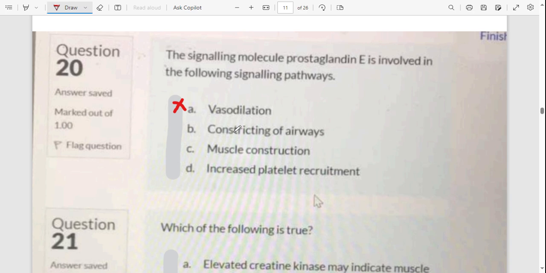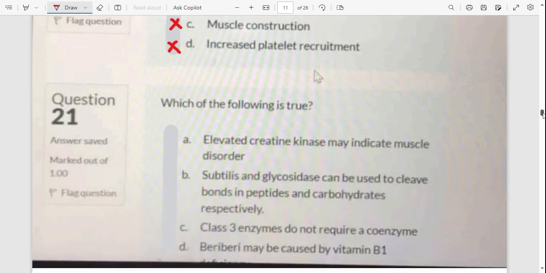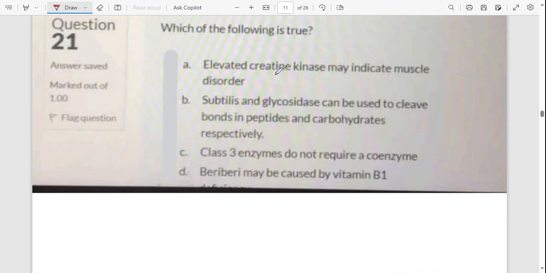Constriction of airways. Now, what is causing the constriction of airways? If it is smooth muscles, then that statement is true. Muscle construction. Okay, now this statement says muscle construction. It's supposed to be muscle contraction, not construction. Increase platelet recruitment. So the recruitment of platelets, that's not a function. Which of the following is true?